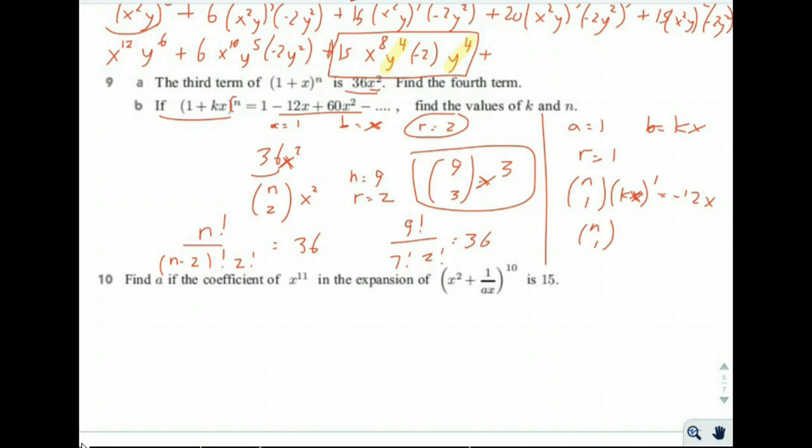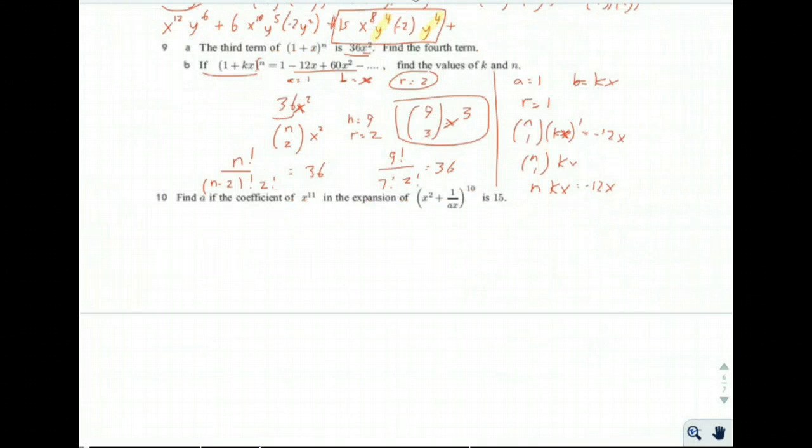So n1 is equal to n. So nkx is equal to negative 12x. We know that n is an integer, and if n is an integer and negative 12 is an integer, then k also has to be an integer. So like n could be 12, k could be negative 1.